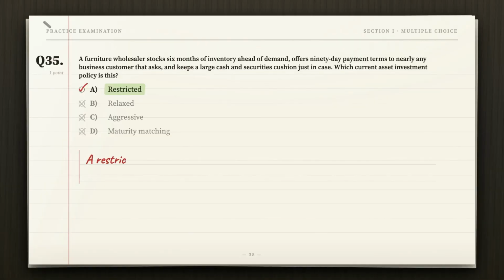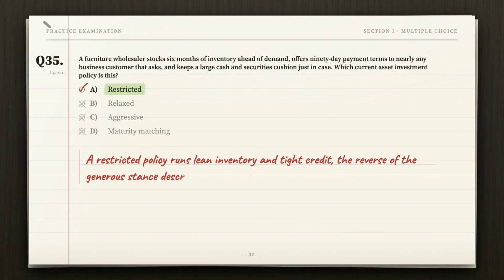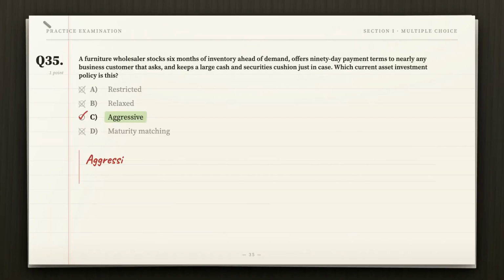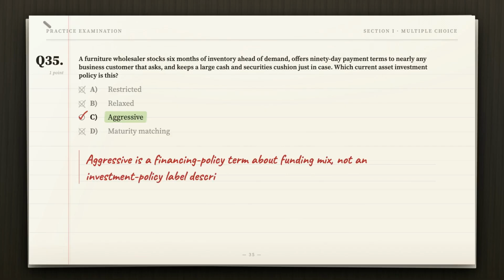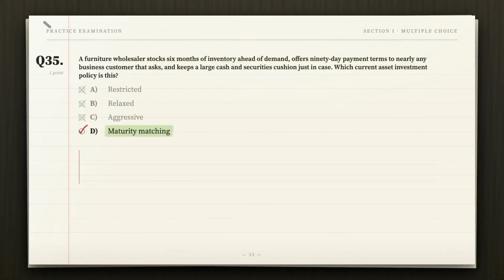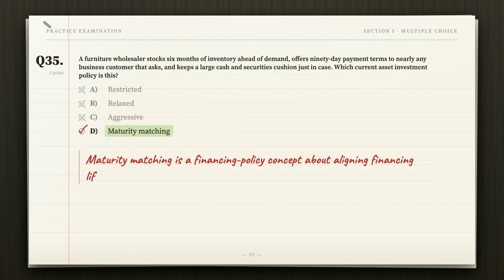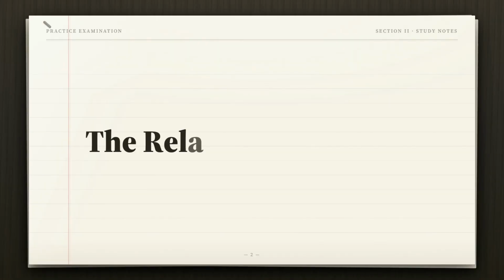A is wrong because a restricted policy runs lean inventory and tight credit, the reverse of the generous stance described. C is wrong because aggressive is a financing policy term about funding mix, not an investment policy label describing how much to hold. D is wrong because maturity matching is a financing policy concept about aligning financing life with asset life, not a description of current asset levels.